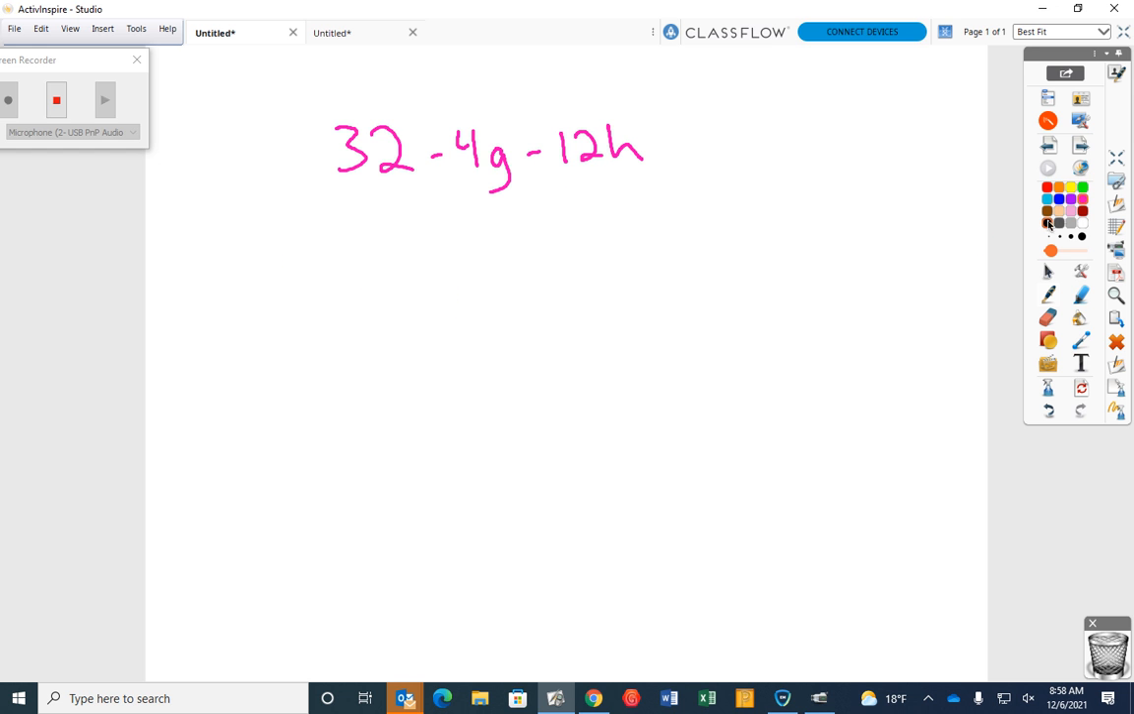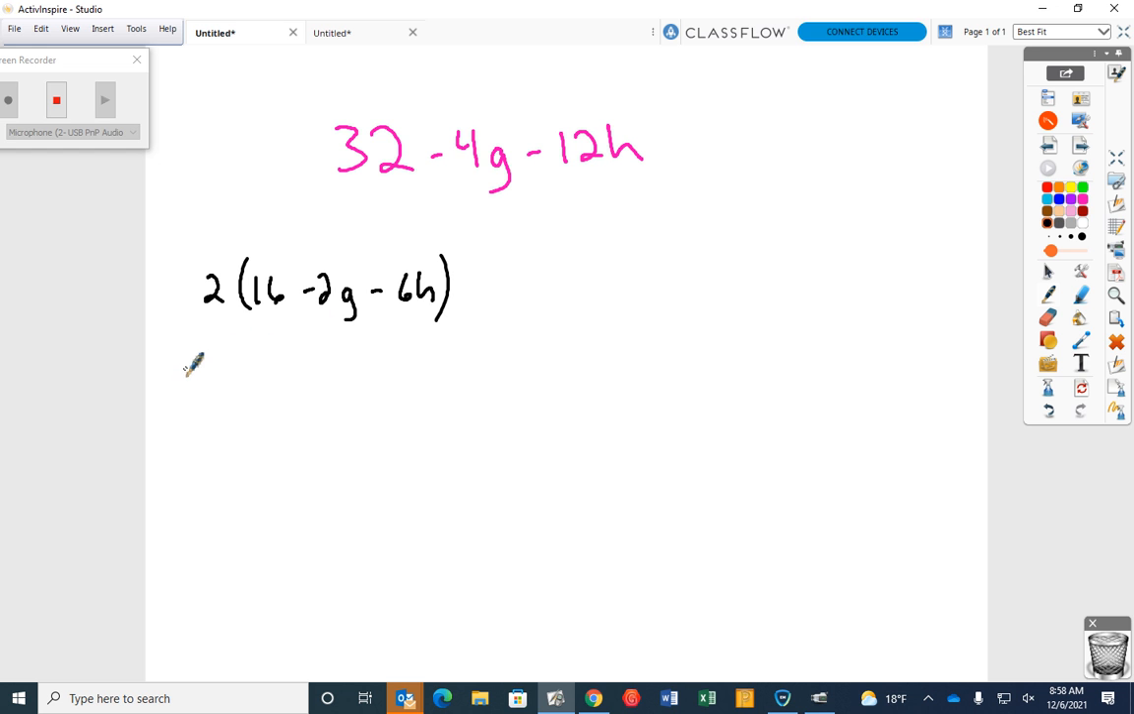If I did 2, 2 times what is 32? 16. 2 times what is negative 4g? Negative 2g. 2 times what is negative 12h? Negative 6h. Now, if I did this, I wouldn't be done because these have another common factor. What's the common factor all of those have? 2. So we should have done 4. We could have. But I just want to show you why it would work.